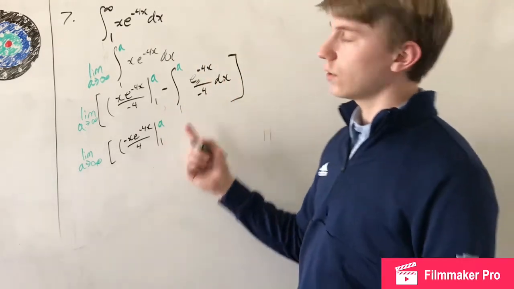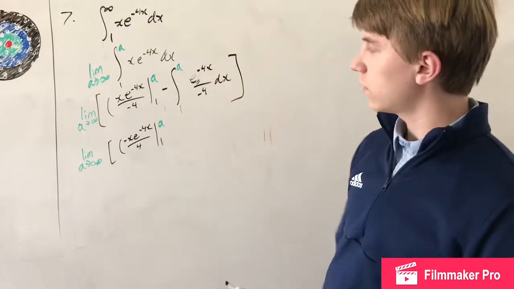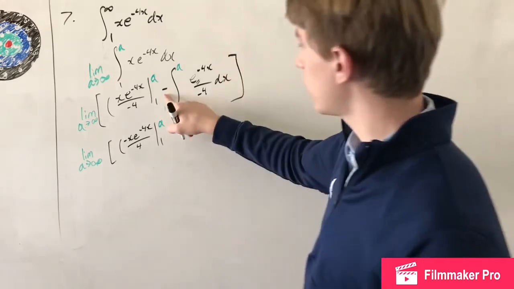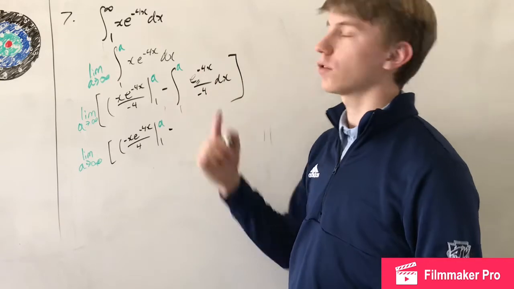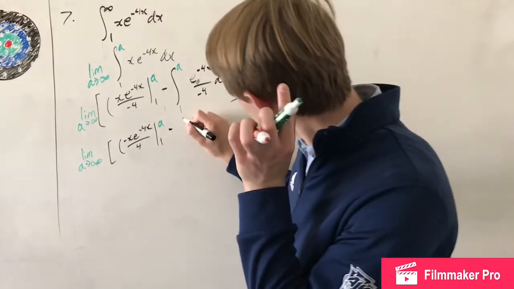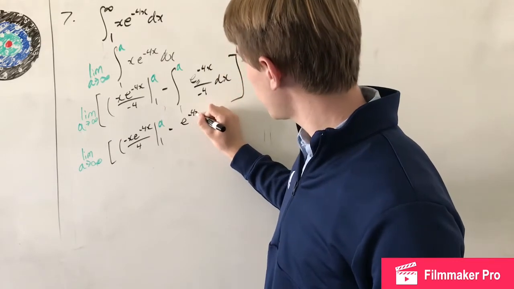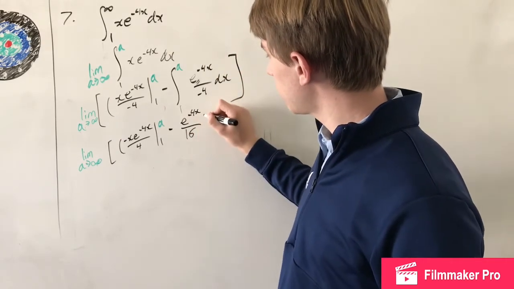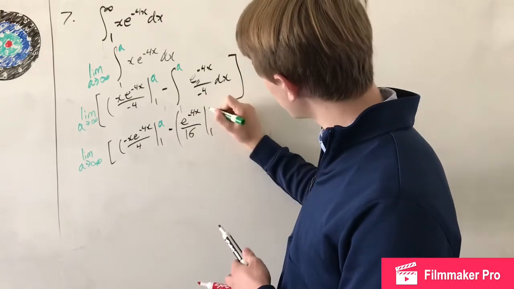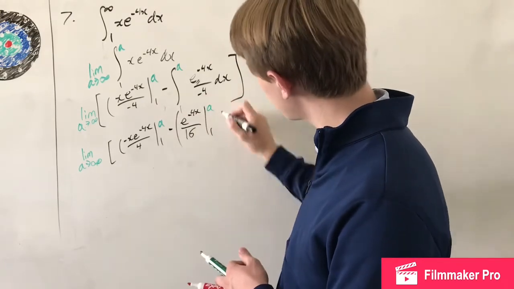And then this is easy enough to integrate because we already integrated this. We just pull out a constant. We get minus, notice we have a negative here, and another negative when we integrate this. So it ends up being, the whole thing is negative. Minus e to the negative 4x over 16. That also goes from 1 to a.